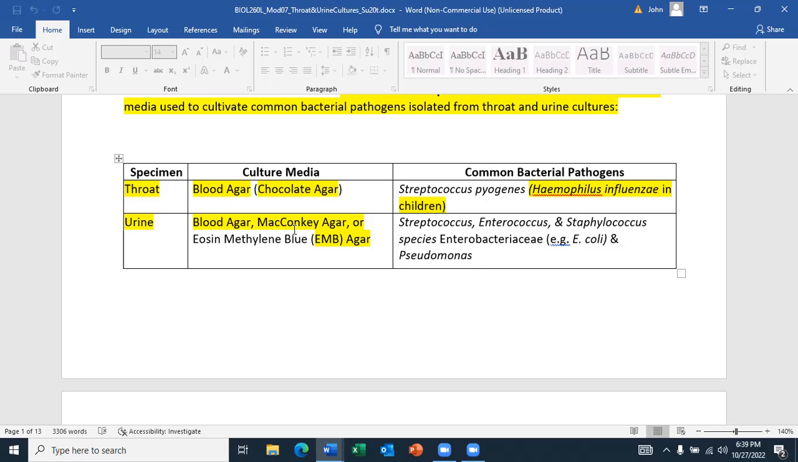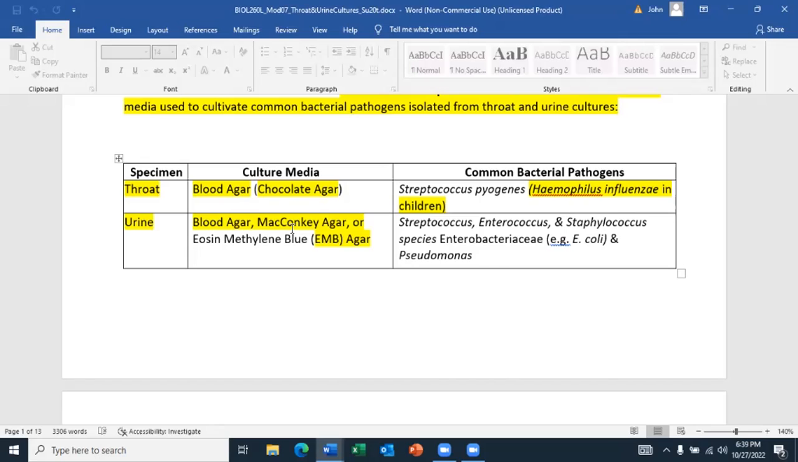For urine specimens, we have 3 different media we use: blood agar, and then one of the other 2, McConkey's agar or eosine methylene blue. And McConkey's agar is abbreviated MAC, and eosine methylene blue is abbreviated EMB. For these, we look for the pathogens Streptococcus, Enterococcus, Staphylococcus, and species of Enterobacteriaceae, largely E. coli and other enterics, as well as Pseudomonas.